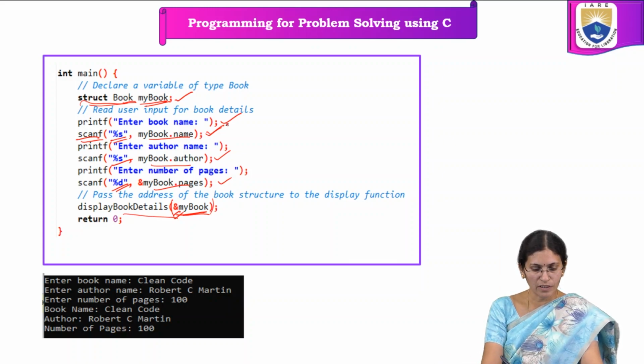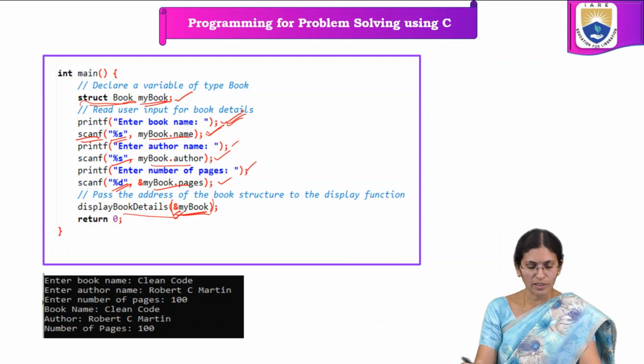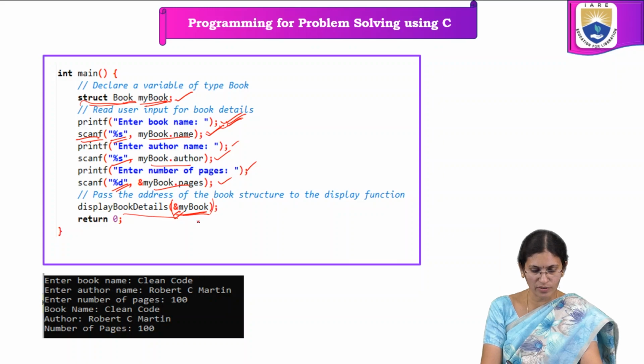Here we have three printf statements. The first printf statement will prompt the user to enter the book name. That is read into the corresponding variable. Next, the author name. The user is entering the author name. After that, at the end, it will prompt the user to enter the number of pages. This is the information given by the user.